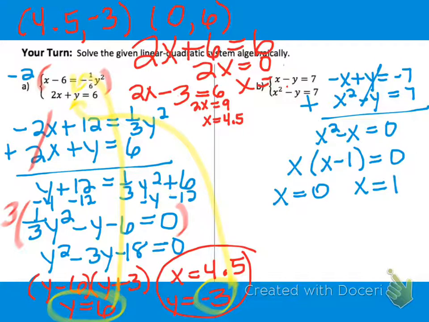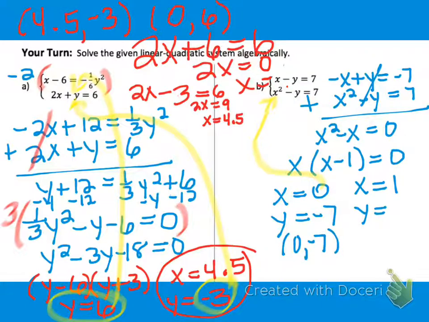And then all we have to do to find the y's to go along with them is substitute those into the original equation. So if I plug 0 in for x, right there, it doesn't really matter where, that would be 0 squared, which is 0, minus y equals 7, so it means negative y equals 7, so y must equal negative 7. So that's my one ordered pair, 0, negative 7.